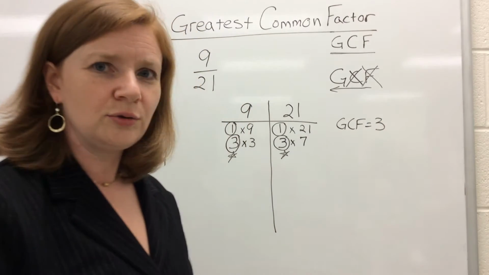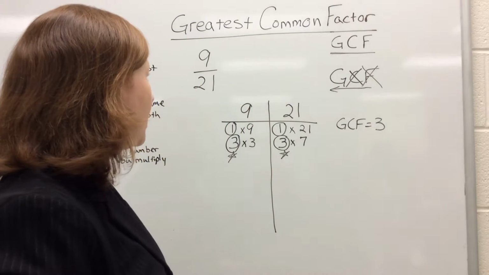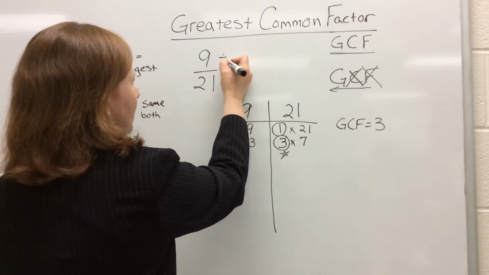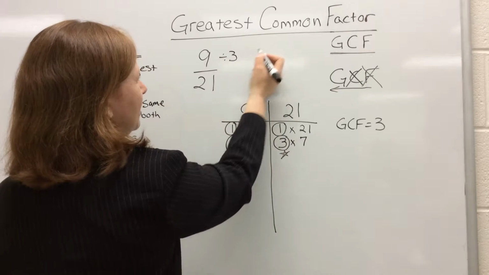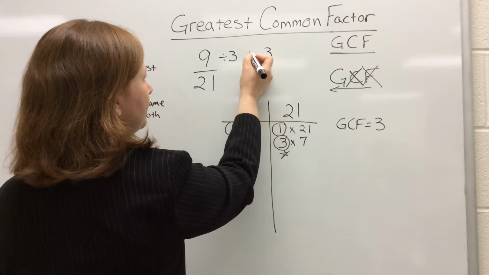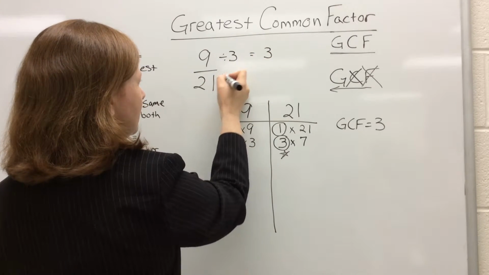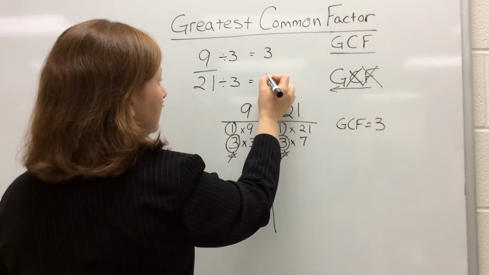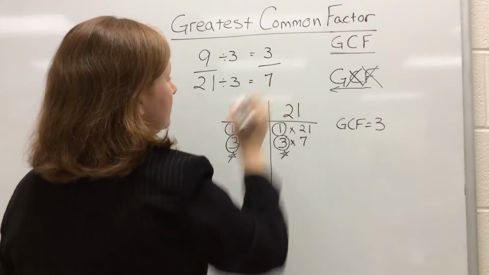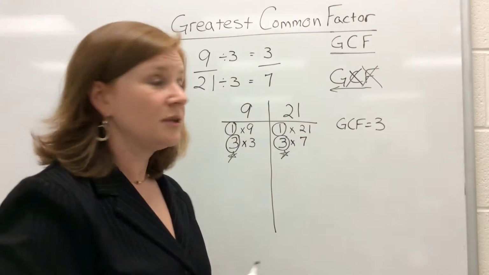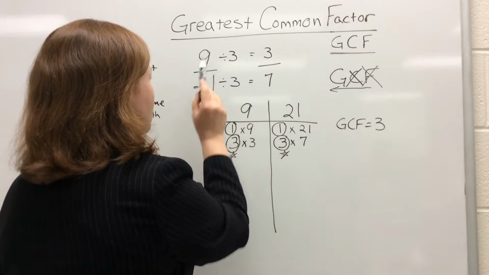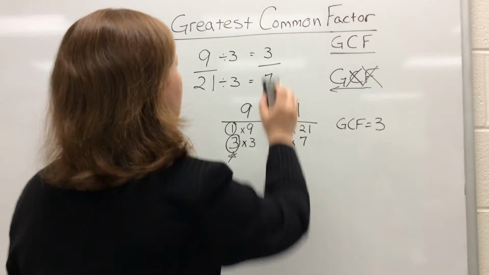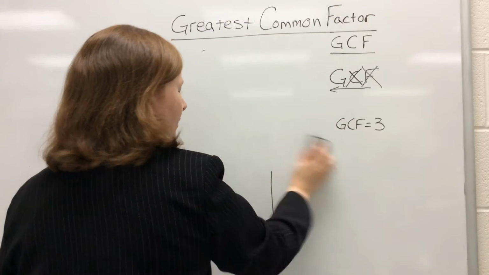If I want to use 3 to simplify my fraction or find the simplest form, I can divide the numerator by 3. 9 divided by 3 is 3. And I can divide the denominator by 3. 21 divided by 3 is 7. So 3/7 is the simplest form of the fraction 9/21. We'll do one more fraction and practice finding greatest common factor for that one.